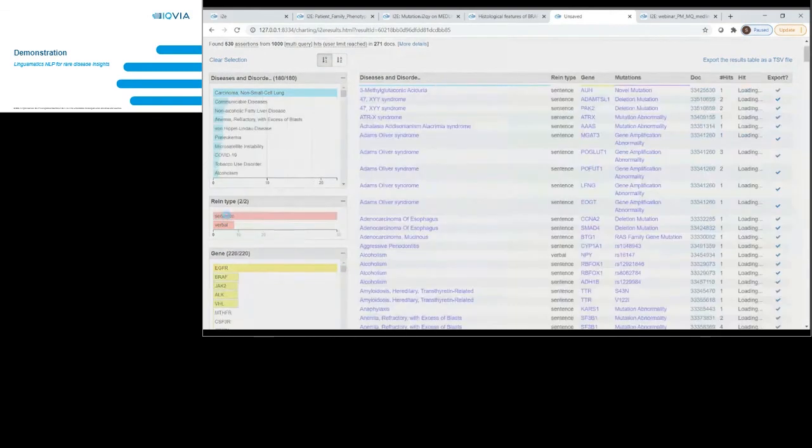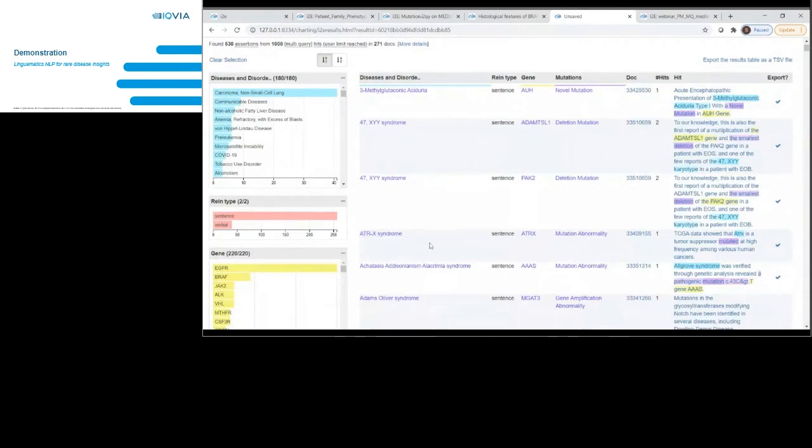They're not necessarily connected by a verb. Whereas if I click on verbal, for example, you can see that there is an actual verb that's connecting the disease to the genetic mutations. So if you're doing more of an exploratory search, you may be interested in getting high recall, and you may just want to do a sentence co-occurrence. But if you're looking for a more precise set of results, then you can go for the verbal relationship type.